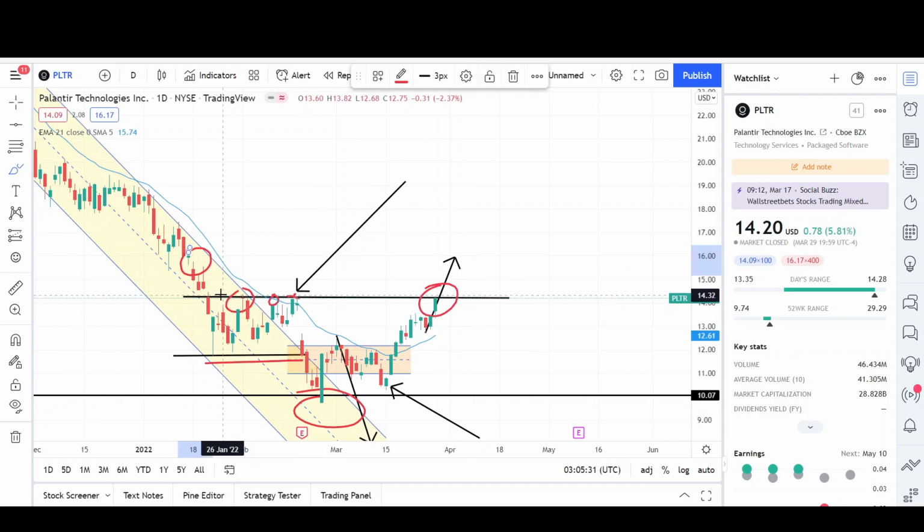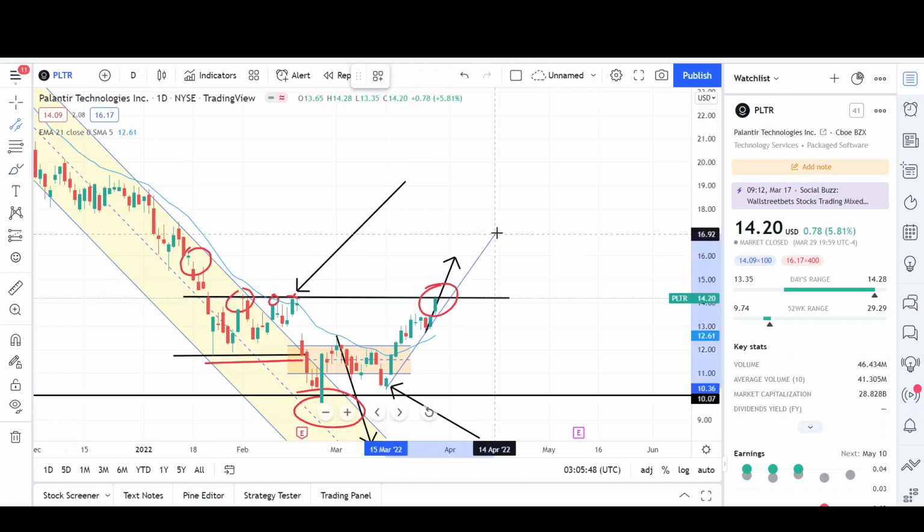I think we're going to at least break this $14.30 level and enter the $15 level, and we might even rally up to the $16 level. So that's what I see happening for PALANTIR. It's looking pretty good. Maybe there's also a short-term channel in play, maybe something like this.